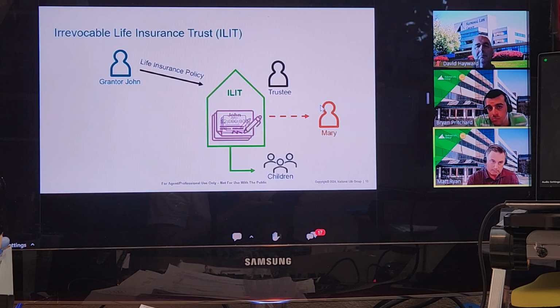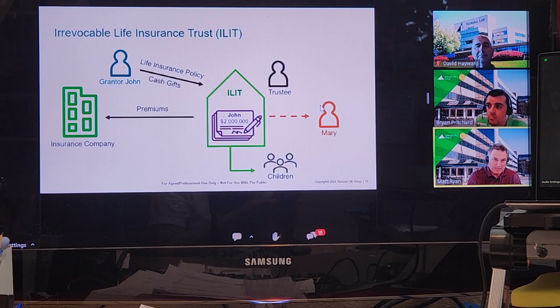Now, there's a couple ways that John can get that policy into that ILIT. He can gift it. And if he gifts it, we have to look to the fair market value of that life insurance policy. And as Brian said, it's probably going to be somewhere around $400,000. So let's just say John has 2 children and he has Mary as beneficiaries, so he can make some gifts, use his annual exclusion, but that $400,000 is above his annual exclusion. So he's going to have to use some of his lifetime gift exemption, which he has $13.6 million of today, if he doesn't want to pay an estate tax.